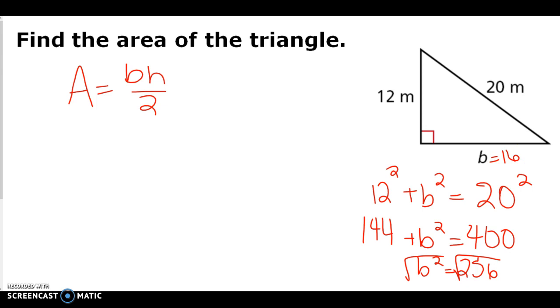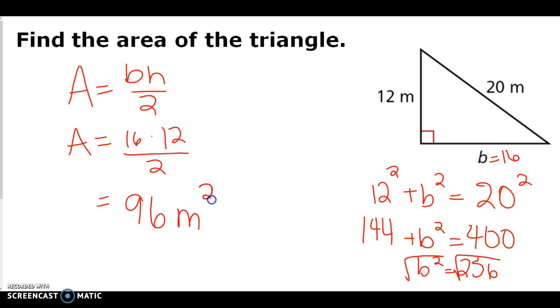And now we can easily put that into our area formula. We have area equals the base of 16 times the height of 12, divided by 2. Did I call 12 the base? If 12 is the base, what's the height? The side that's perpendicular. So it doesn't matter what's what, just know it's perpendicular. 96 what? Meters squared. We're finding area, so area is always going to be the unit squared.